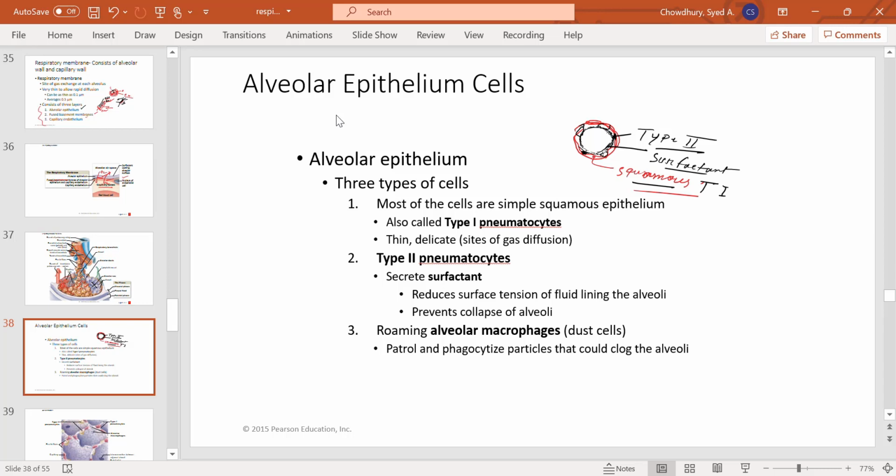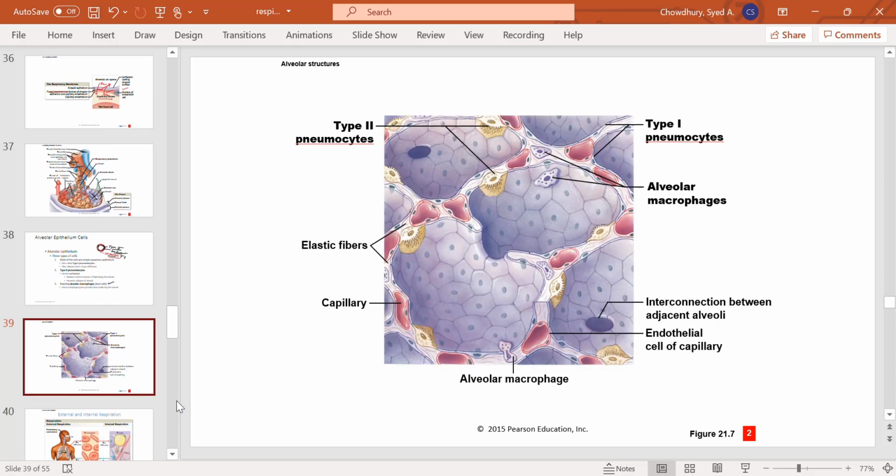Okay, so macrophages engulf the antigens. So here you can see this is an alveolus, and in the wall you have simply squamous cells, you have the surfactant secreting cells, and you have the macrophages. These are simply squamous cells or type 1 cells. So most of the cells are what? Simply squamous type 1 cells. You have some surfactant secreting cells, you see, they secrete surfactant, and some macrophages.